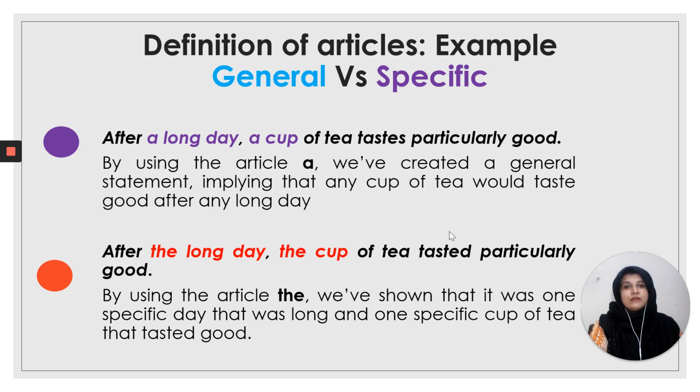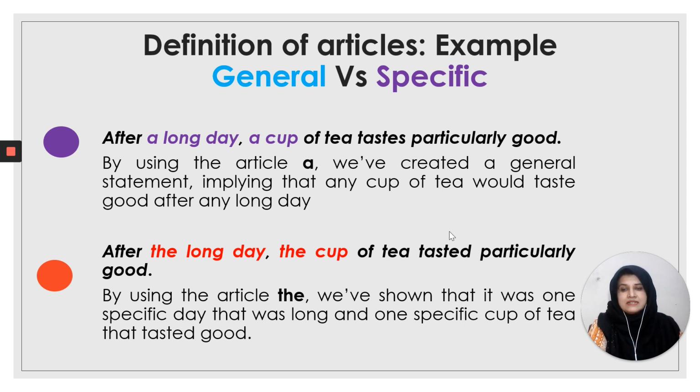Okay, let's look at this example, and it will give you a clear idea about what is meant by general and what is meant by specific, and how we make use of articles to make something general or specific. First example: after a long day, a cup of tea tastes particularly good. So we are using the indefinite article a. It means we are talking about any long day or any cup of tea. We are just general in our expression. जो हम generally एक बात करते हैं कि एक लंबे दिन के बाद चाय का कप जो है वो बहुत टेस्ट देता है. So we are quite general in this sentence.